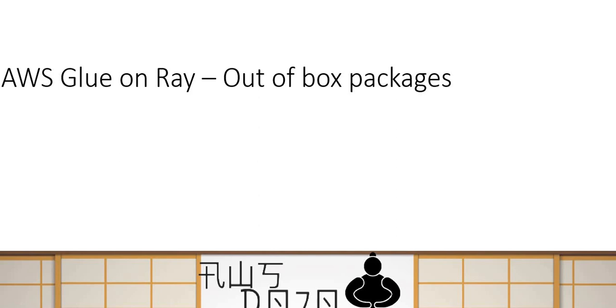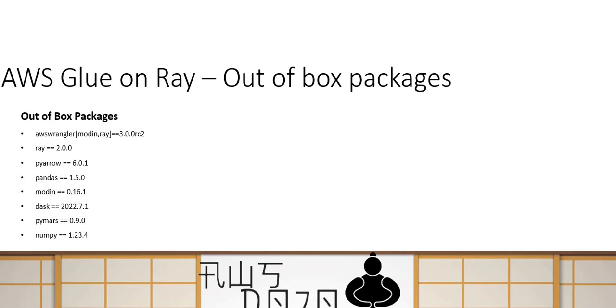So, what are the out of box packages? When you go to Glue and select Ray as the execution engine or kernel, these are the out of box packages available. So you can use AWS Wrangler, very important for me. I use it mostly when I'm writing Python shell or Python script based data processing jobs. You also have PyArrow, Pandas, NumPy, and Modin or Dask as some other out of box packages. So these are the packages which are already available as a part of the execution engine.